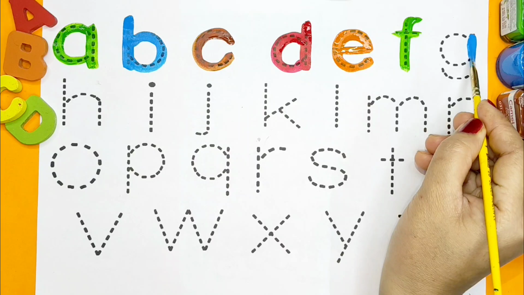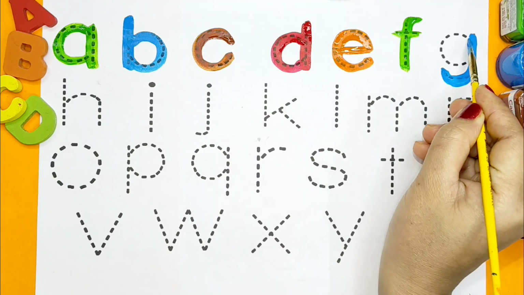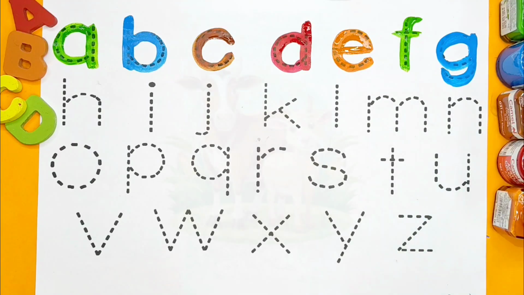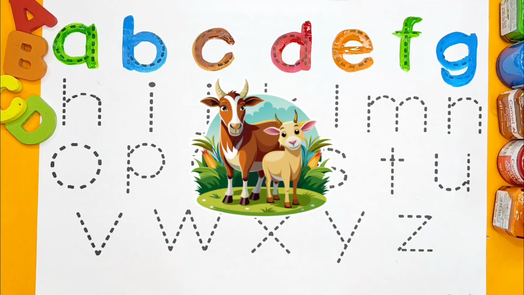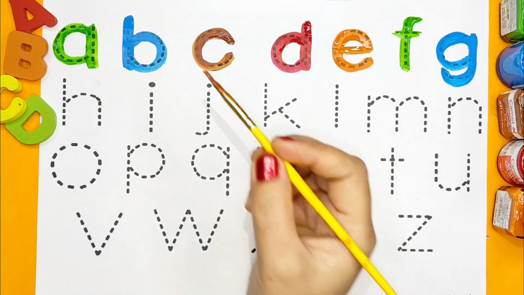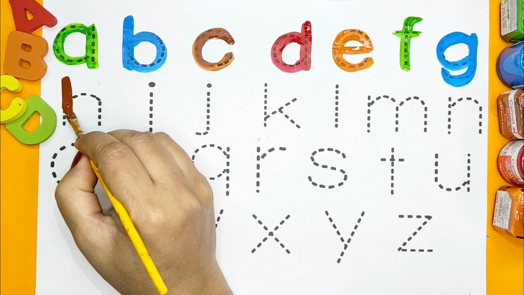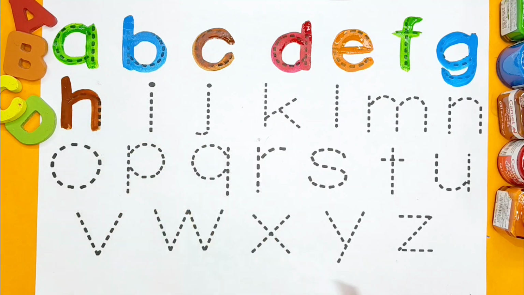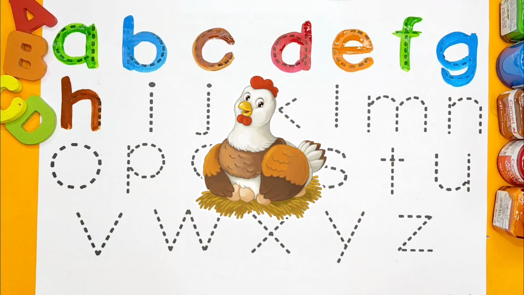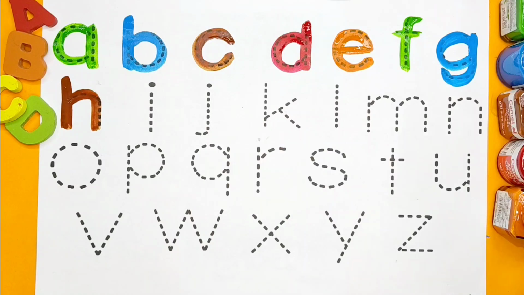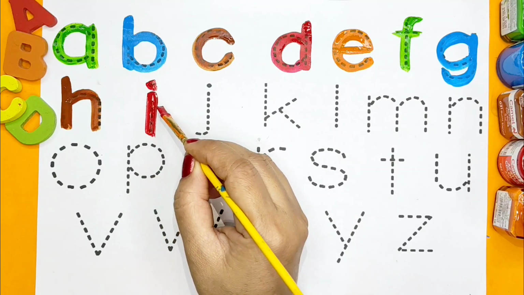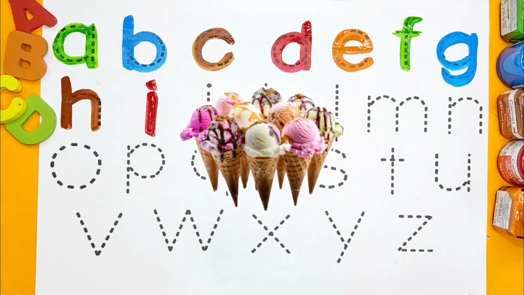Sky blue color. G. G for goat. Brown color. H. H for hen. Red color. I. I for ice cream.